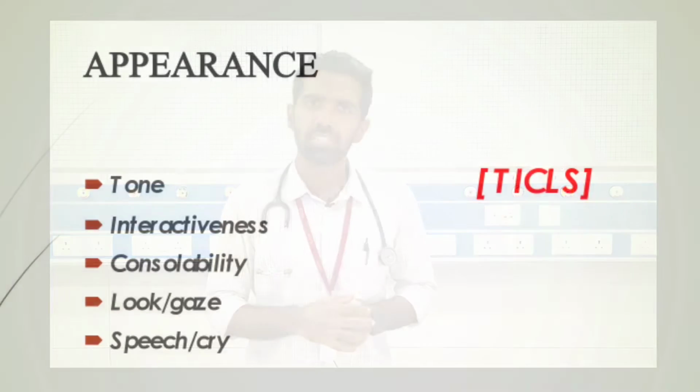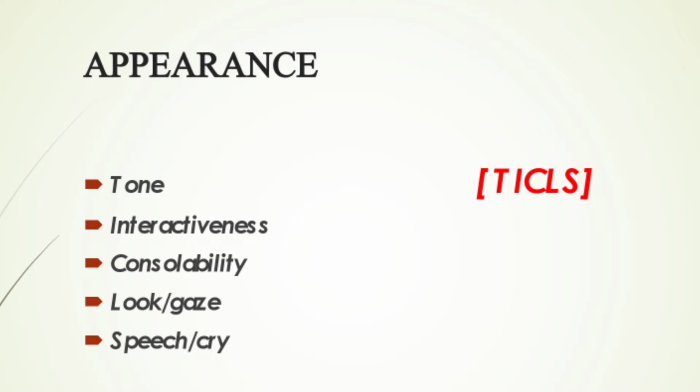Now you start with appearance. What do you see in a child presenting with symptoms suggestive of asthma? For appearance, we have a mnemonic called TICLS, T-I-C-L-S. TICLS means T for tone, I for interactiveness, C for consolability, L for look or gaze, S for speech or cry. When you deal with infants or children, muscle tone matters. A vigorous child with vigorous movement and normal muscle tone is reassuring, compared to a child with decreased muscle tone who appears limp and weak.